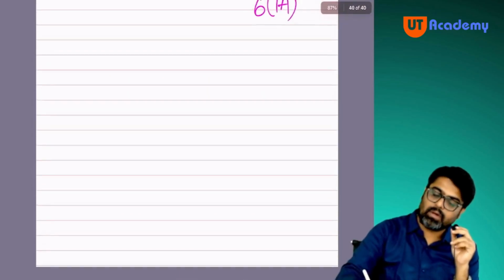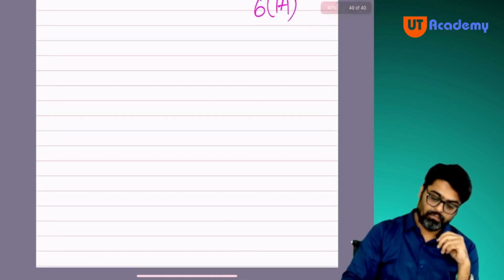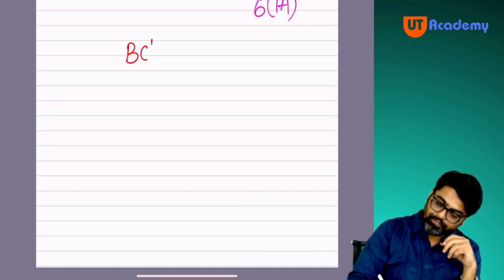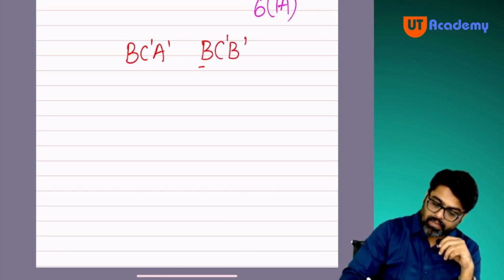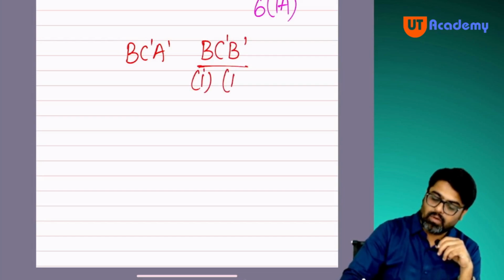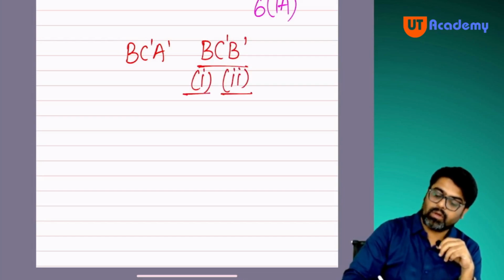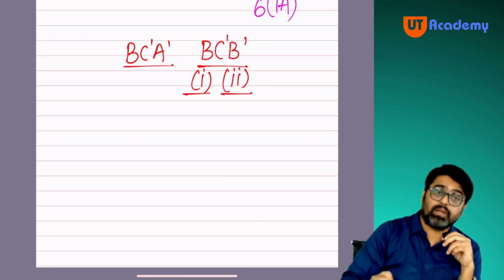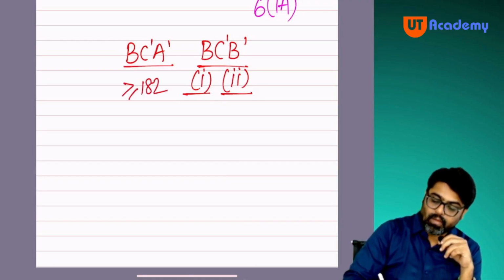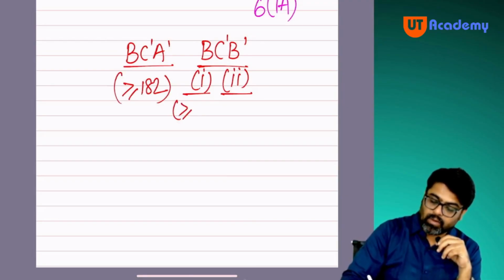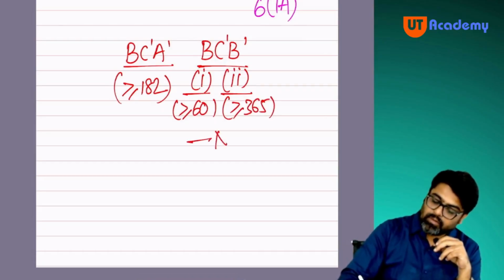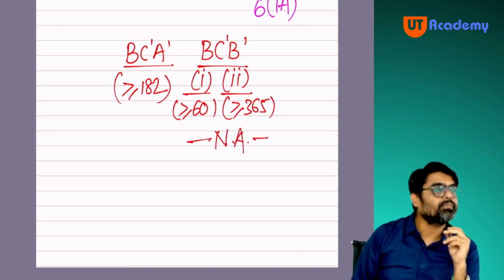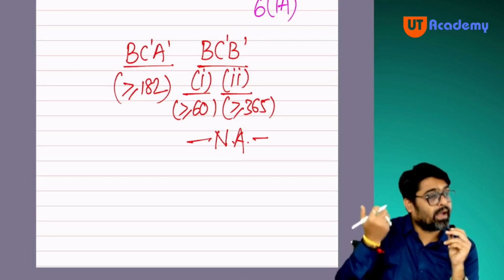Now what if you are covered by exceptions? Basic condition A, basic condition B. Basic condition B has two parts, no? 1 and 2. Greater than or equal to 60 and greater than or equal to 365 during the last 4 years. Yes or no? Don't you think this condition will not be applicable?